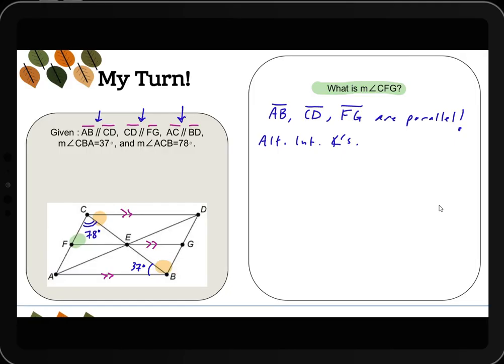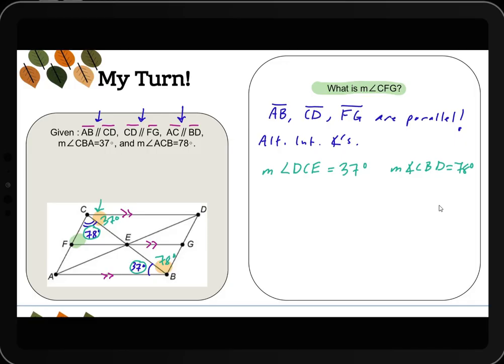So the angle that I first highlighted was here. We can refer to that in this case as DCE. So the measure of angle DCE is going to equal 37 degrees. The reason for that is because it is an alternate interior with this angle right here. Likewise, I know that this angle is also 78 degrees, the measure of CBD. The measure of CBD is 78 degrees because it is an alternate interior with that angle.